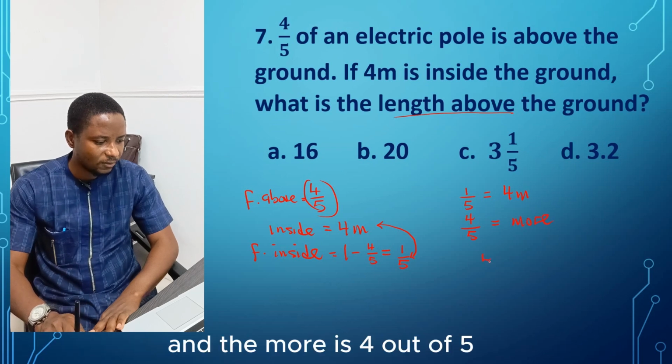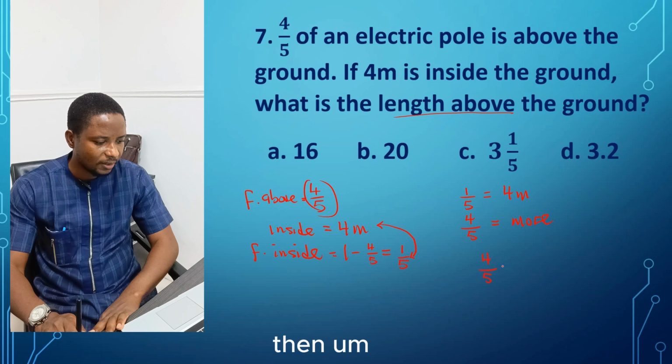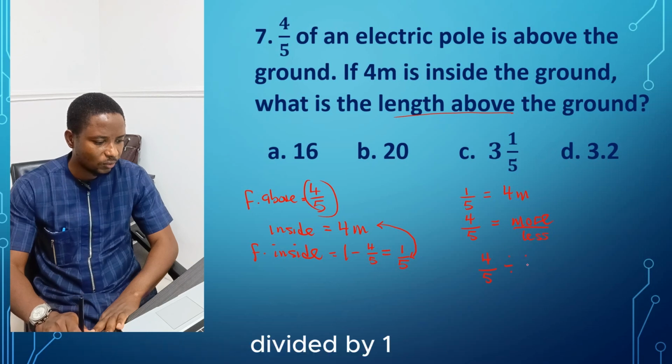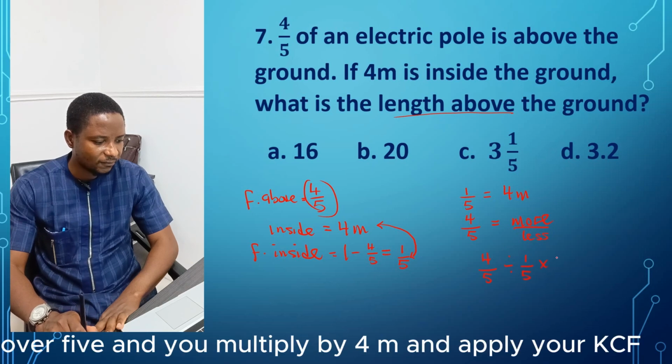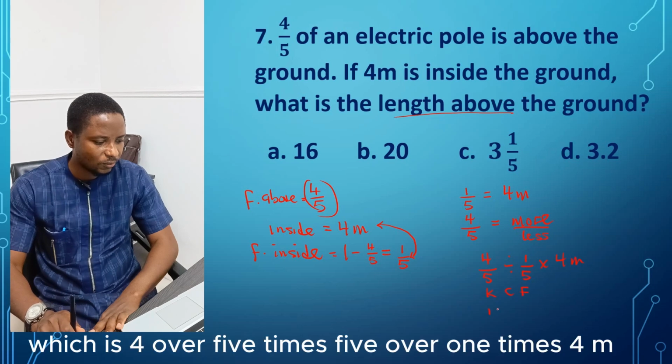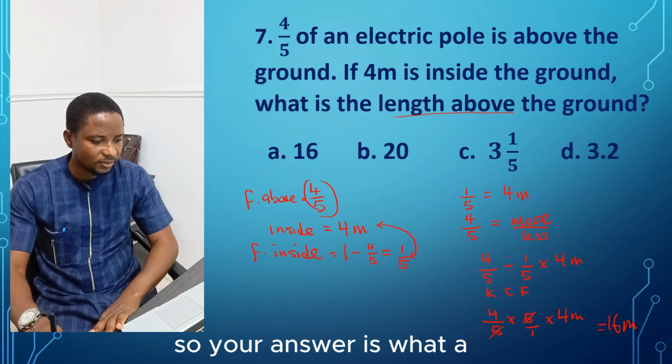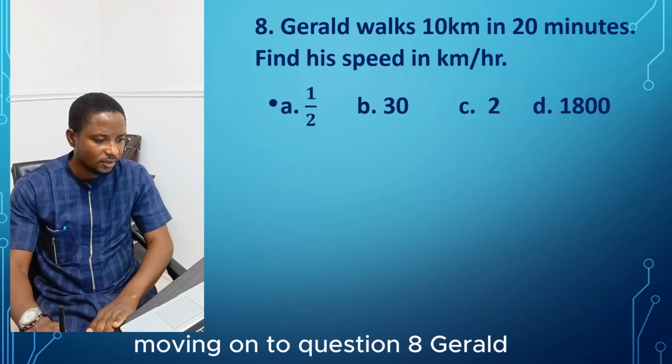And the more is 4 out of 5, then divided by, because the concept is more over less, divided by 1/5. Then you multiply by 4 meters. Then apply your KCF, which is 4/5 times 5/1 times 4 meters. 5 cancels 5, and you have 4 times 4, which will give you 16 meters. So your answer is what? A. Moving on to question 8.